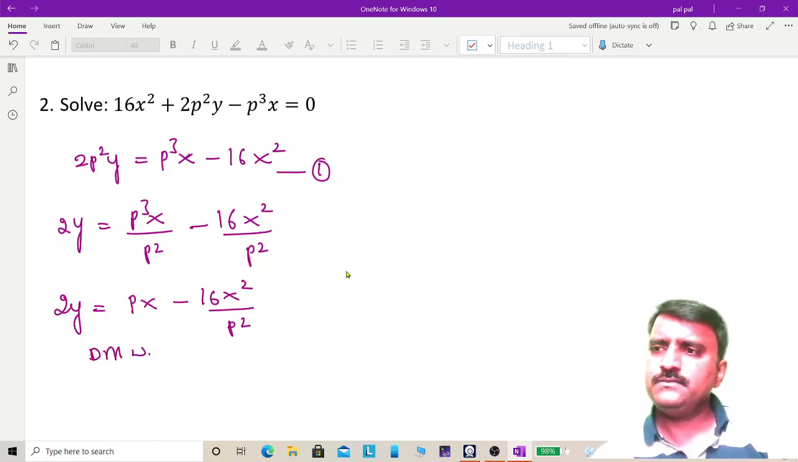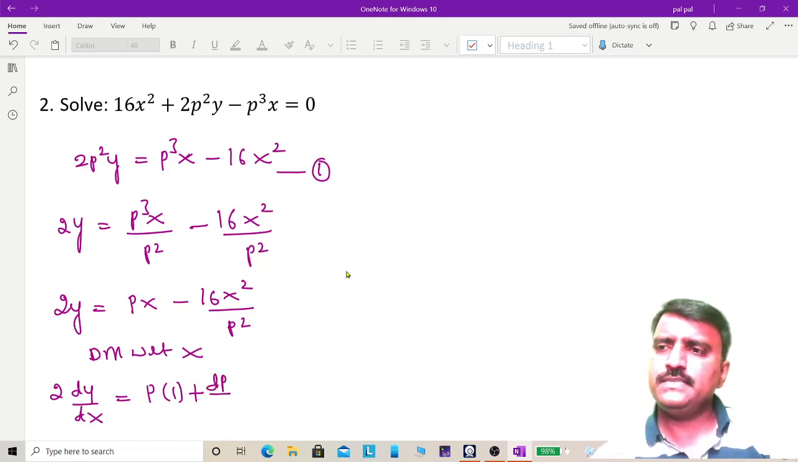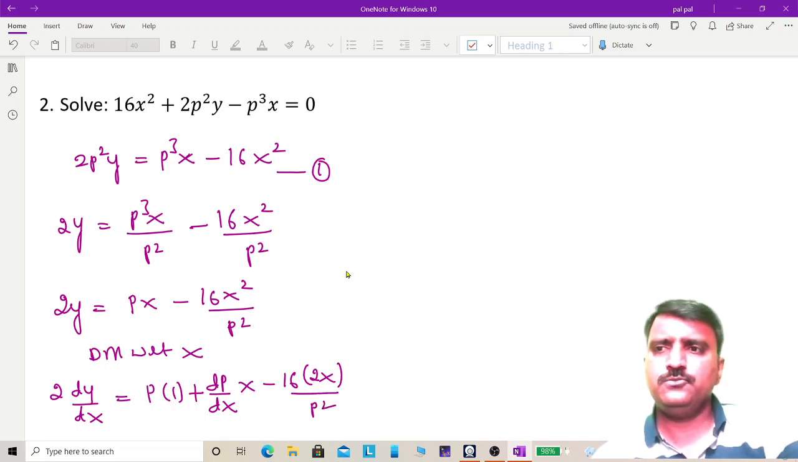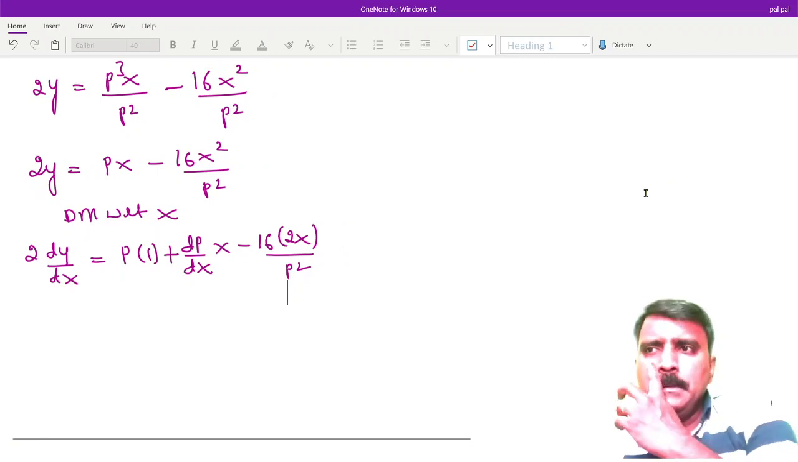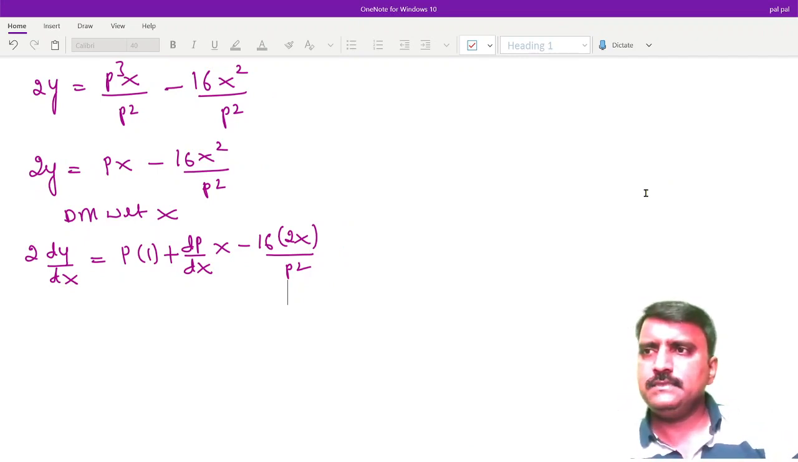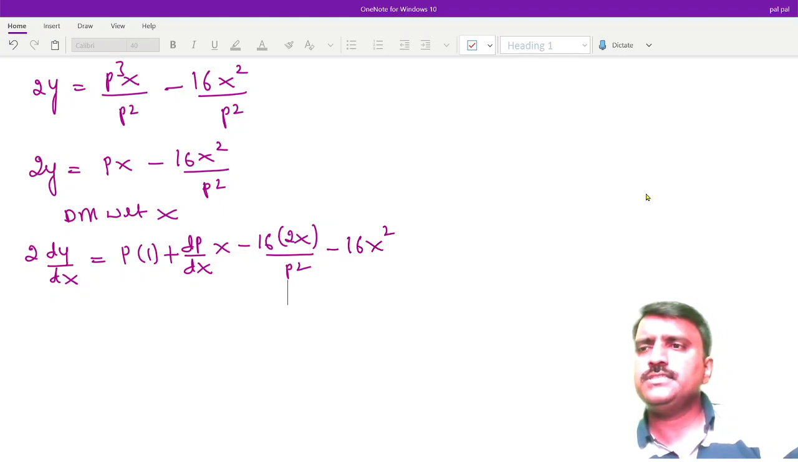Differentiating this with respect to x. So differentiation of 2y with respect to x is 2 into dy by dx is equal to p into differentiation of x, which is 1, I am using product rule here, plus differentiation of p with respect to x is dp by dx, and x as it is, minus 16 into differentiation of x square is 2x divided by p square, again minus 16x square into differentiation of 1 by p square.